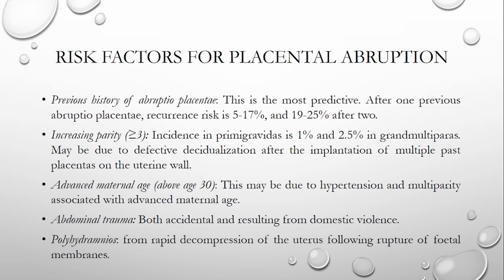Two, increasing parity. Increasing parity is another risk factor for abruption placenta. The incidence in primary gravida is about 1% and 2.5% in grand multiparous. This, however, may be due to defective decidualization after the implantation of multiple placentas on the uterine wall.